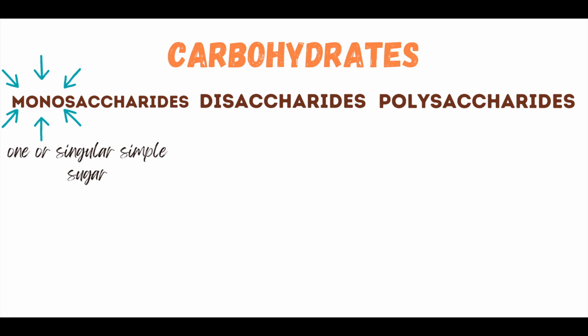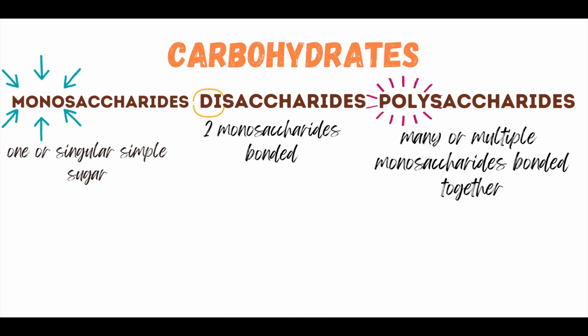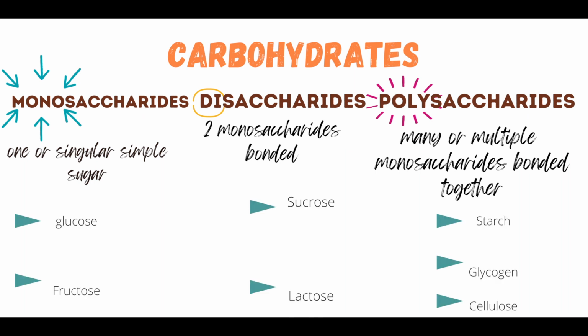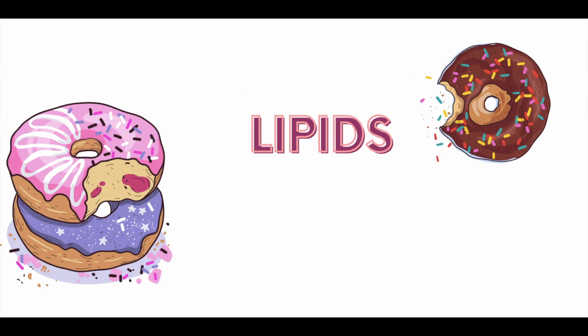Remember that mono is referring to one or singular. So monosaccharides are your singular simple sugar. Di means 2. So disaccharides are 2 monosaccharides that are bonded together. Poly means many. So polysaccharide is referring to a long chain of multiple or many monosaccharides. Common monosaccharides are glucose and fructose. Common disaccharides are sucrose and lactose. And common polysaccharides are starch, cellulose, and glycogen.